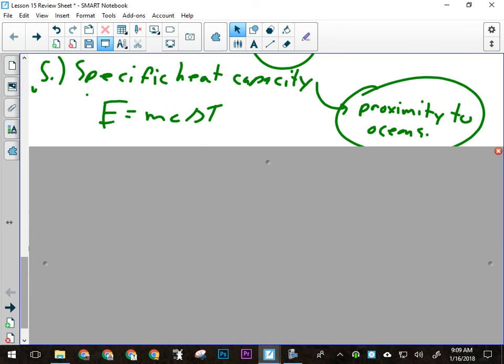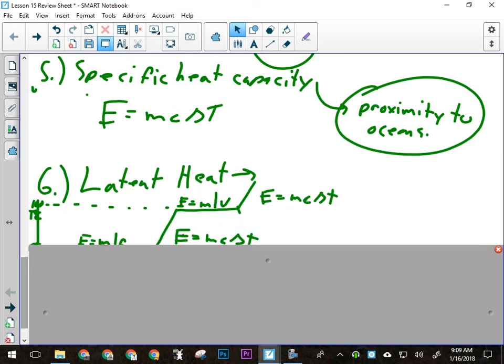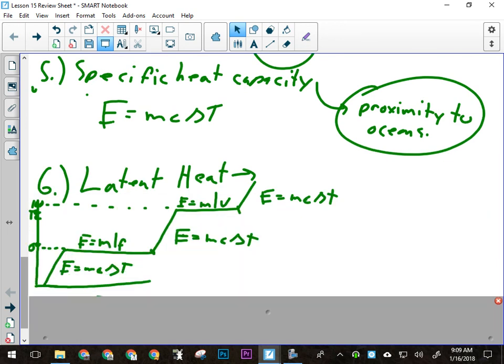And then we have latent heat problems. So a heating curve problem. You're going to have one of those. They all work the same. You have to draw the heating curve, identify start and end, figure out how many steps, solve the steps, add them up.